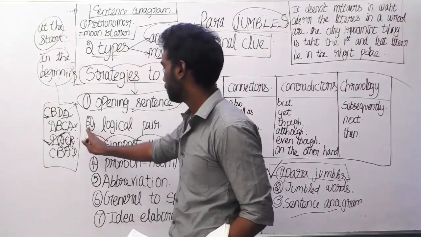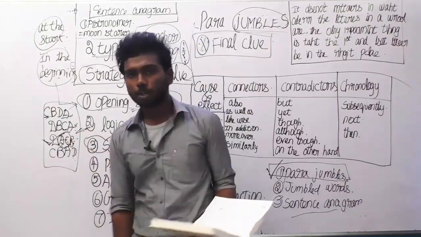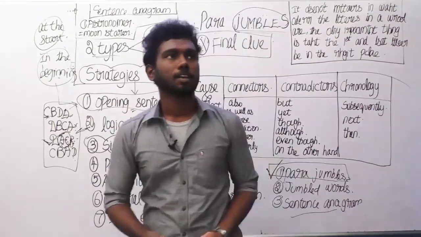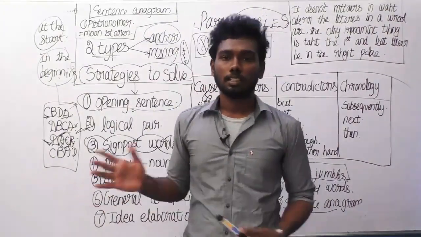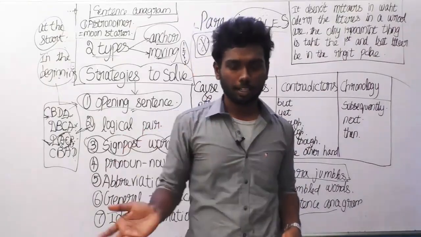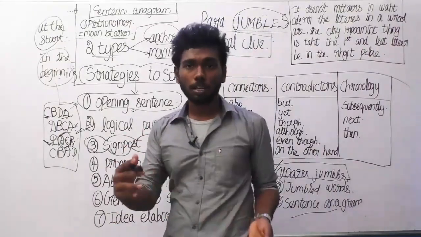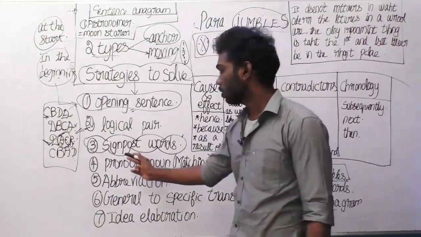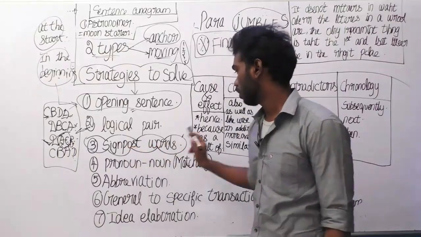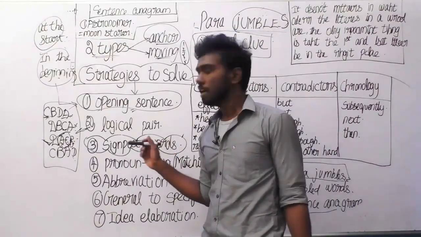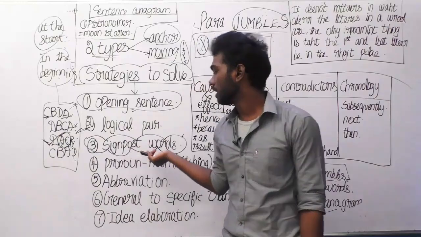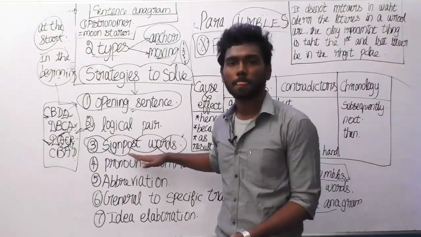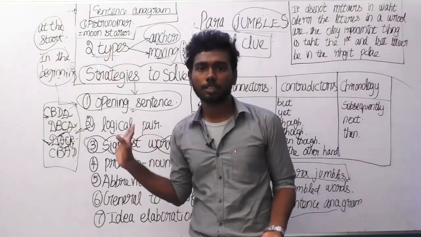This is the example for logical pair. So in logical pair, note down this: caste, community, gender, like diversity, these things are going to come next to each other. So let us move on to the third clue. The third clue here is signpost words. We have seen this in a previous topic also. What is generally a signpost word? What is the meaning of signpost initially?